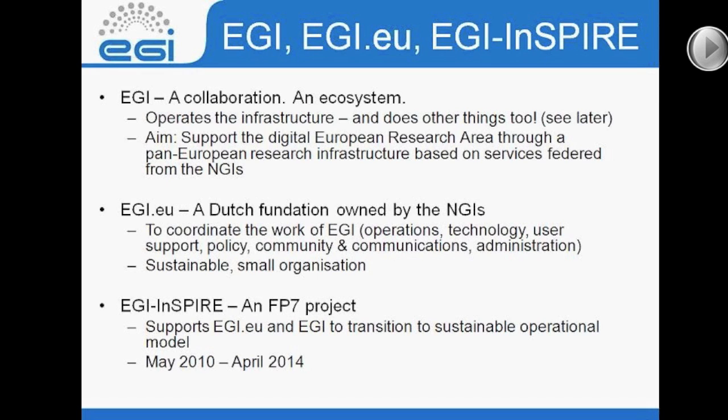And the third term is the EGI Inspire, which is the name of an FP7 project, which runs for 4 years, started in 2010 in May, just when EGI was started. And the goal of this 4-year-long project is to move the EGI collaboration towards a sustainable structure, which means that the operation of the European grid infrastructure becomes independent from FP7 or FP8 funding project sources.